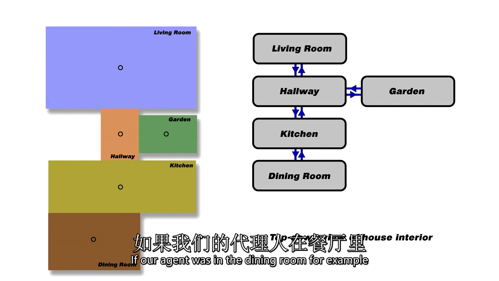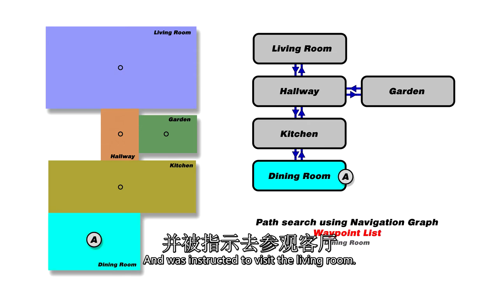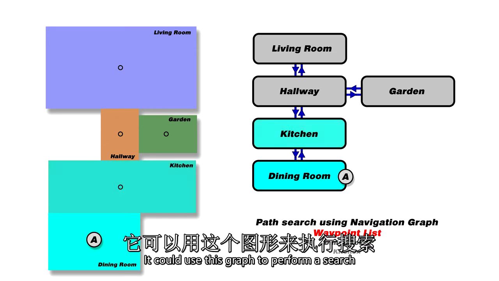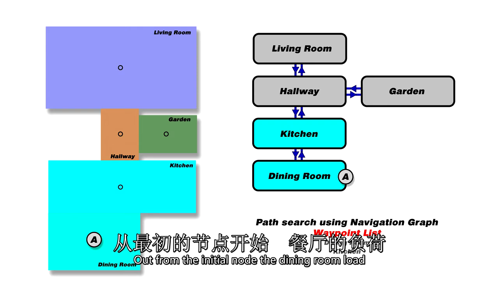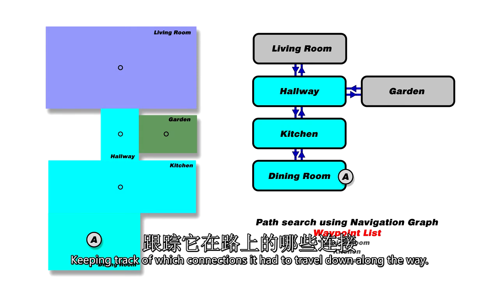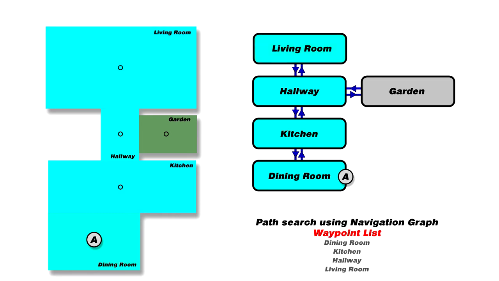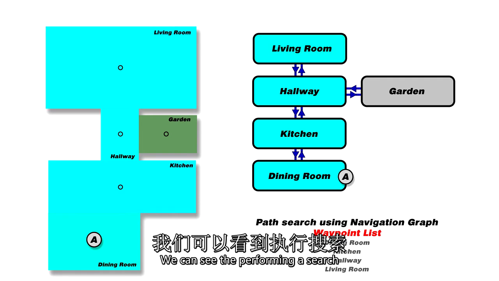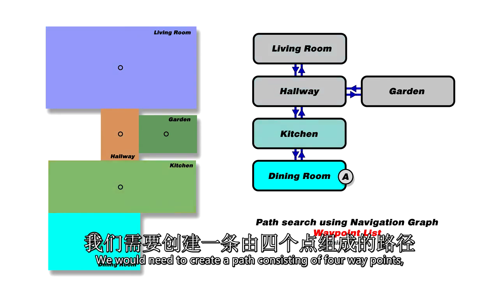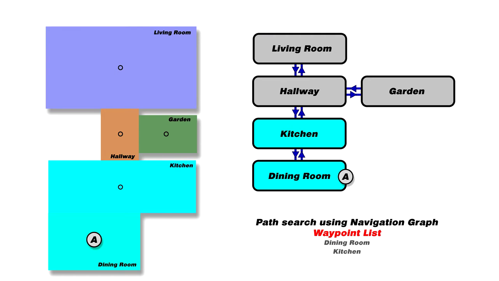If our agent was in the dining room, for example, and was instructed to visit the living room, it could use this graph to perform a search out from the initial node, the dining room node, until it found the living room node, keeping track of which connections it had to travel down along the way. In this instance, we can see that performing a search on the graph would determine that in order to reach the living room, we would need to create a path consisting of 4 waypoints.